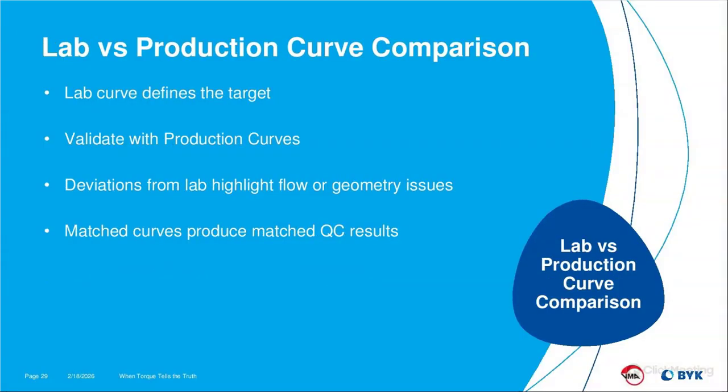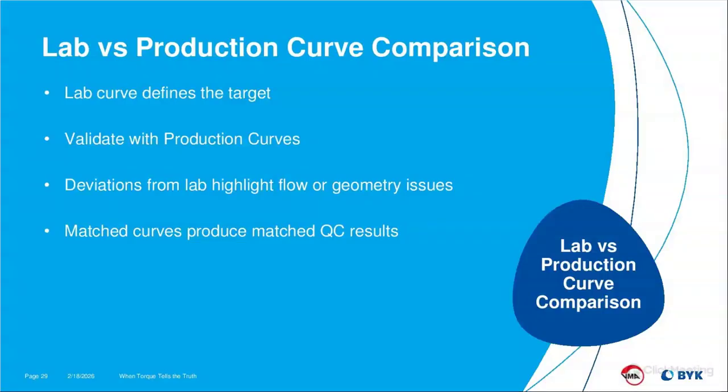So a lab curve, production curve comparison. The lab curve, you define the targets, right? You figure out the most efficient way to process the material, and that creates the fingerprint. Then you validate that against your production curve. So you keep adjusting your production output to match the curve of the lab, right?